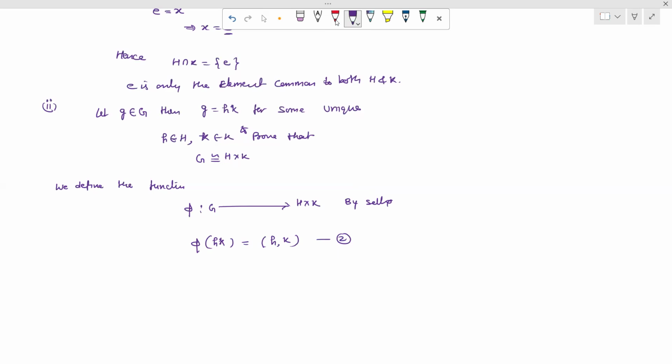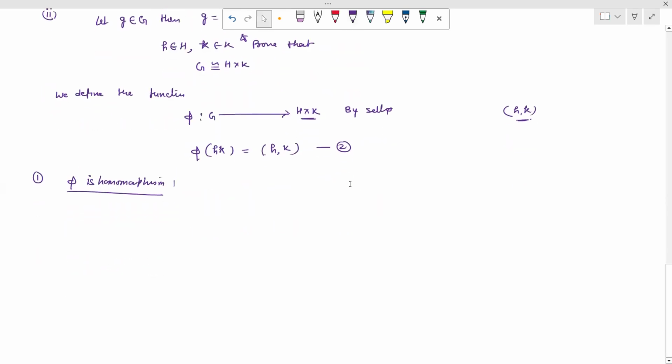Because this is the Cartesian product, a Cartesian product element can be written in the form of an ordered pair, in the form of h and k. Now first we will prove that the function is a homomorphism. For proving isomorphism, we first prove that the function is a homomorphism, then that it is one-one and onto.